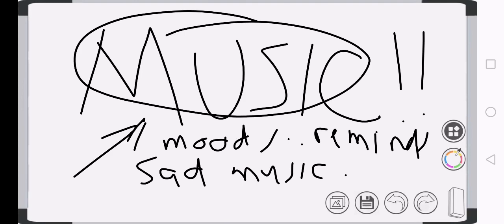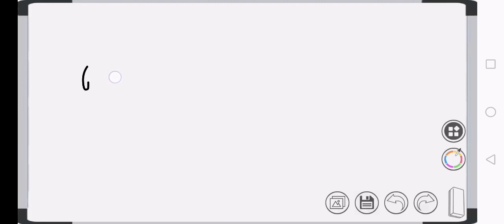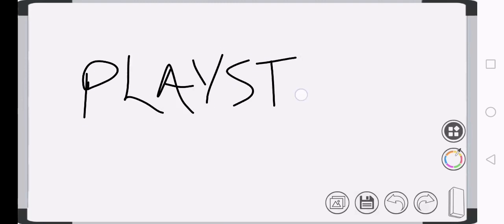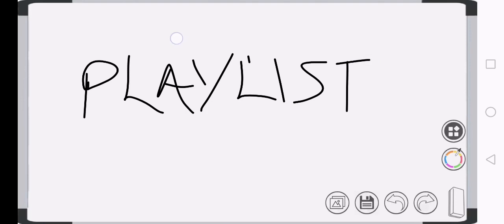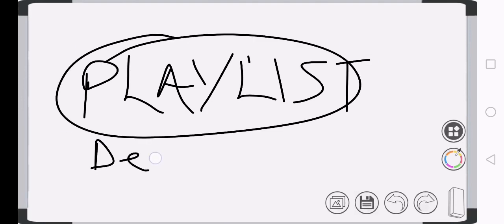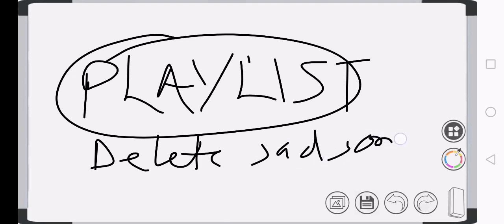You need to listen to music that makes you happy. You need to change your playlist. You need to have a good playlist on your phone. Delete all the sad songs. Delete them. It's good for your brain if you delete them. Do not listen to music that reminds you of things you don't want to be reminded of.